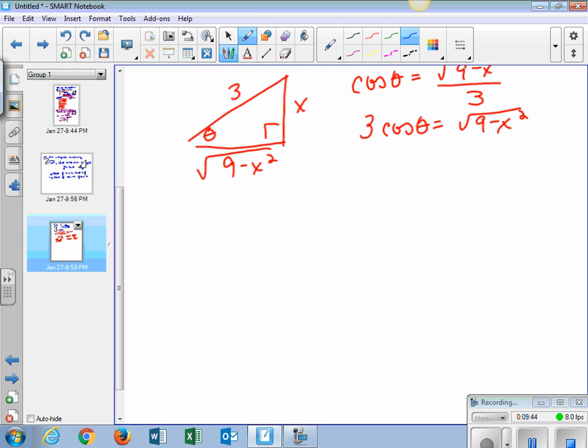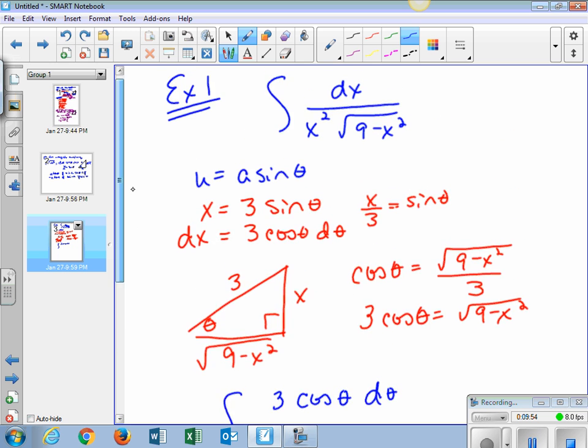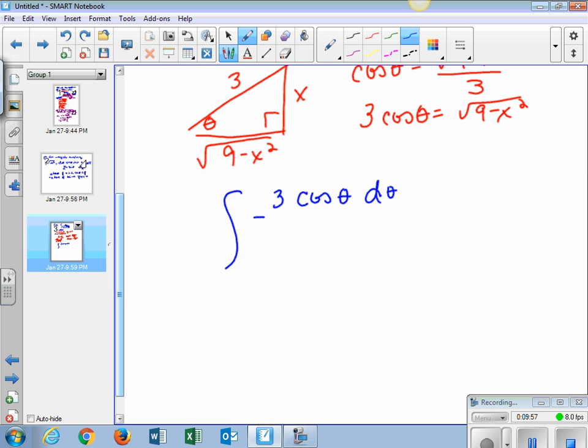So going back and changing this, I have the integral of my 3 cosine theta d theta, that's my dx. Let me make sure I got that right. Yep. And then divided by my x squared, that's going to be my 9 sine squared theta. Then I need to substitute in for my square root of 9 minus x squared. Well, we said that's going to be the same as my 3 cosine theta.